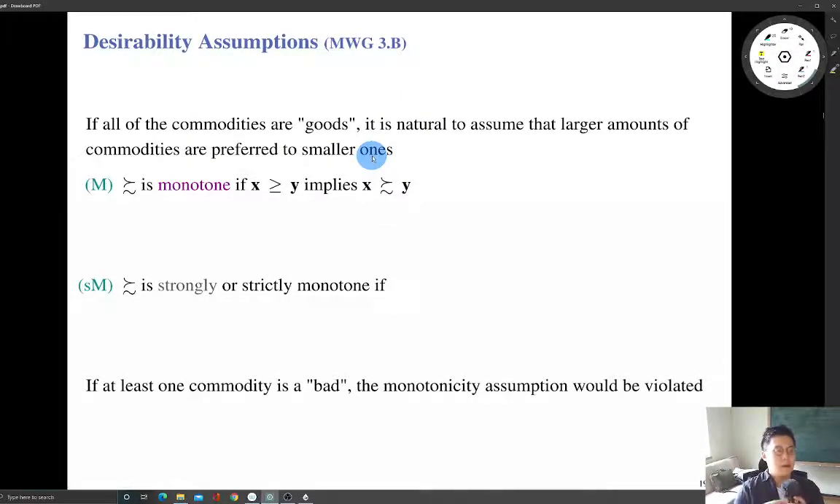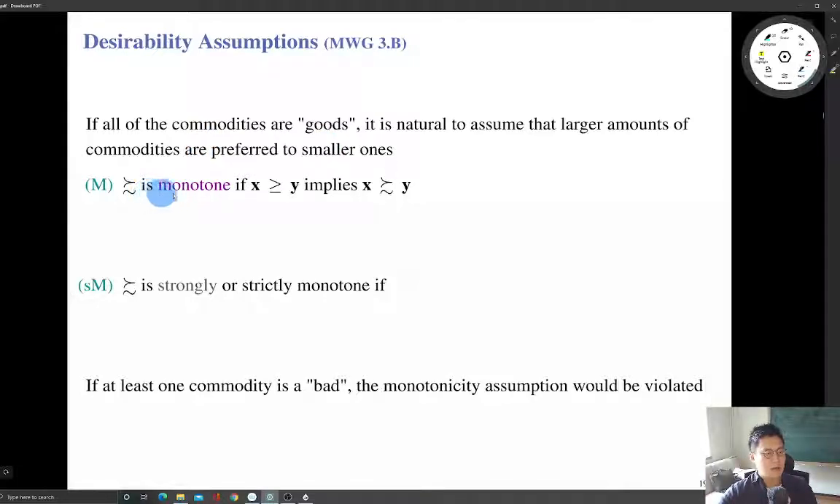That is a desirability assumption. The idea is if all commodities available in the market are goods, that means the more the better. It's natural to assume that larger amounts of commodities are preferred to smaller ones. So that brings us this monotonicity assumption.